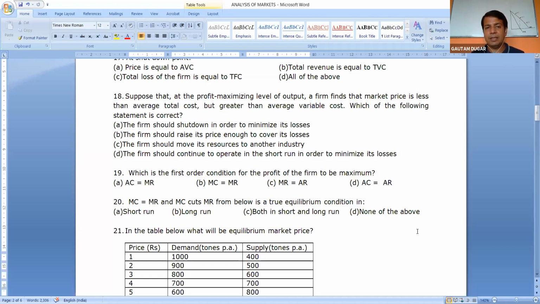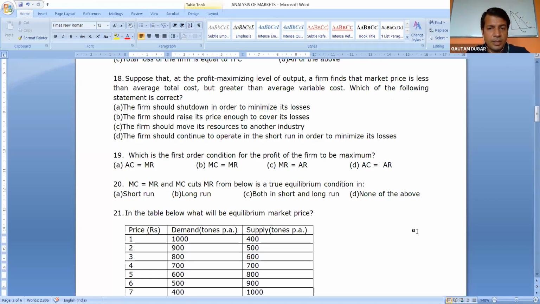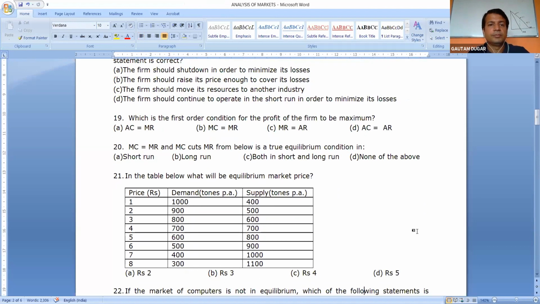Next, 19. Which is the first order condition? For profit maximization, the first order condition is MC equals MR. 20. MC equals MR and MC cuts MR from below is a true equilibrium condition, in short run and long run both. So for 20, the answer is C.